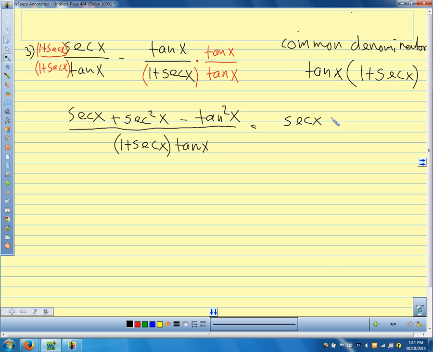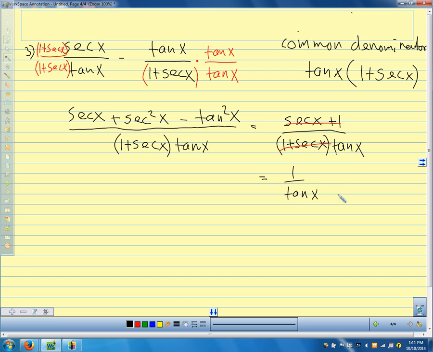One more. Okay. So this is secant x plus 1 over 1 plus secant x times tangent x. I have a secant x plus 1 here, secant x plus 1 there. What happens with those? They cancel. And this equals 1 over tangent x, which is cotangent. Much simpler than this thing that we started off with. Took a little work to get there, but that's what makes it fun.